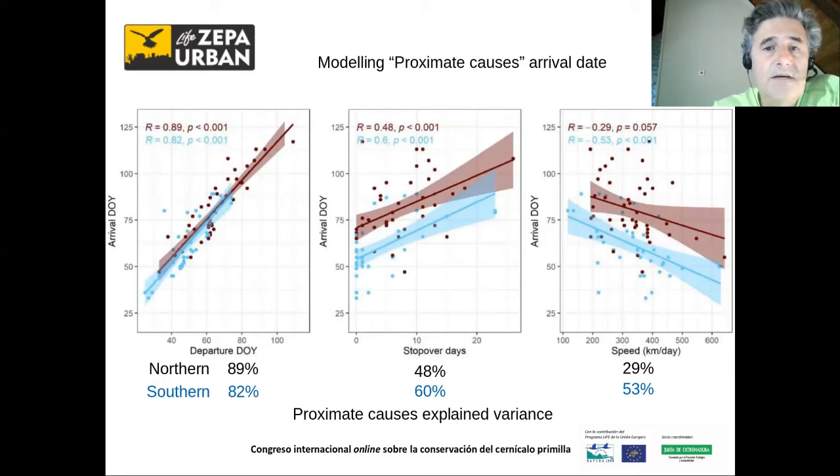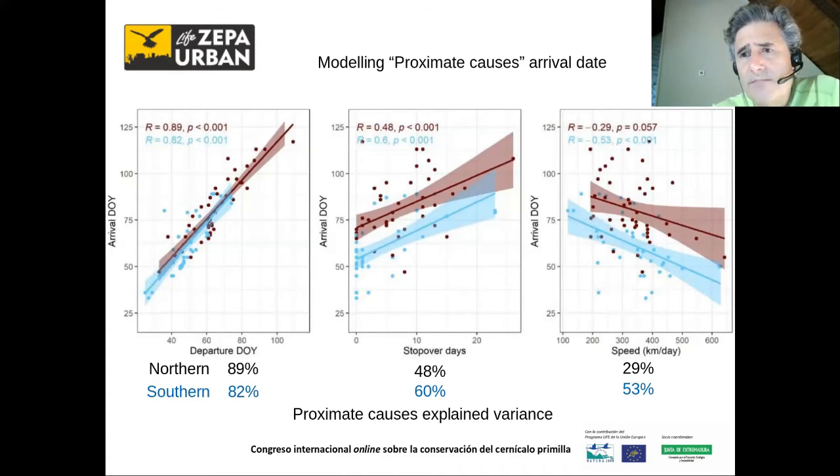What we have done is try to model all this from the data we have. And we can see here in these graphs the day of arrival on the y-axis. It's expressed as day of year, so arrival DOY, the number of days from January the 1st. And you can see that departure date, departure DOY, is the main factor that explains the arrival date. So if you want to arrive early, you should depart early from your wintering sites.